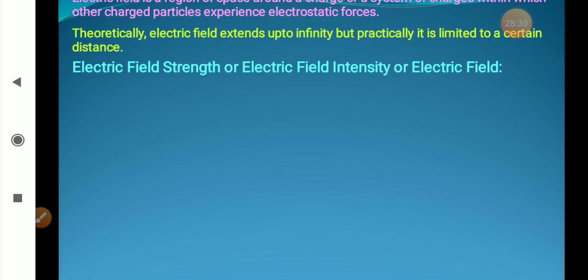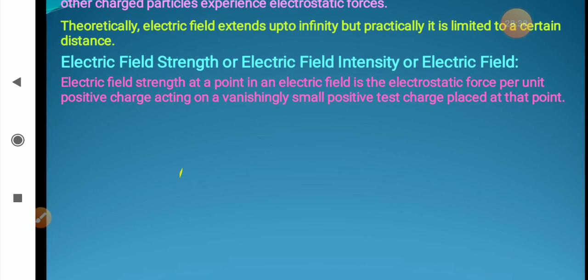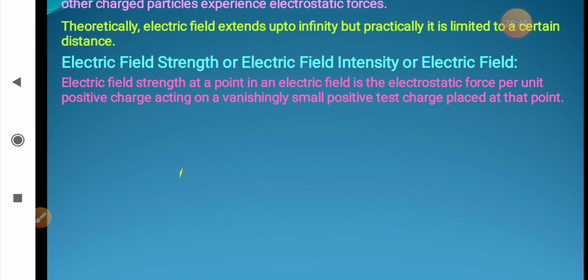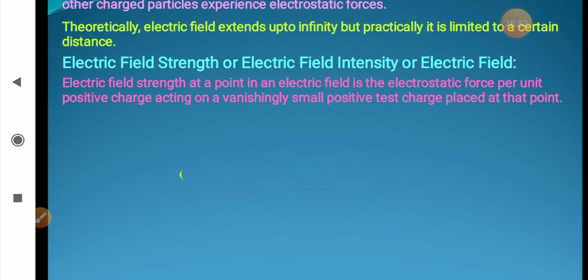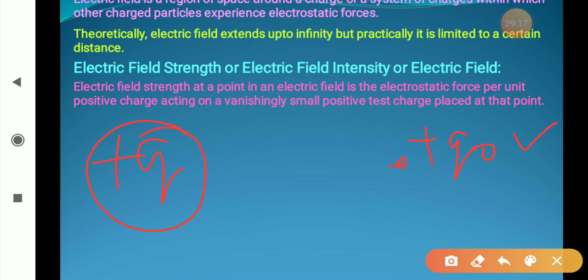Now the strength of this electric field. So electric field strength, or electric field intensity, let us define it. Electric field strength at a point in an electric field is the electrostatic force per unit positive charge acting on a vanishingly small positive test charge placed at that point. So if we have some positive charge, and because of this I want to find out the electric field at this point, what we do is we place a very small positive test charge. This test charge is extremely small, vanishingly small. Then the force per unit charge will be called the electric field at this point. This is a property of this point.